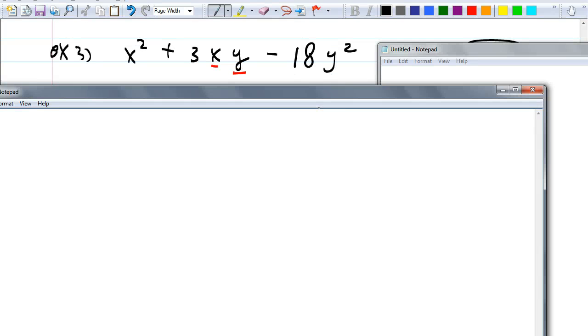Example 3 is a little bit different than the first two, but it's not that different. We have x squared plus 3xy minus 18y squared. And this one is a little bit different as you write this down. Think about why I said this is a little bit different than the first two examples.